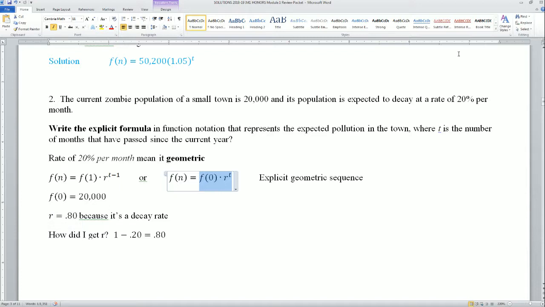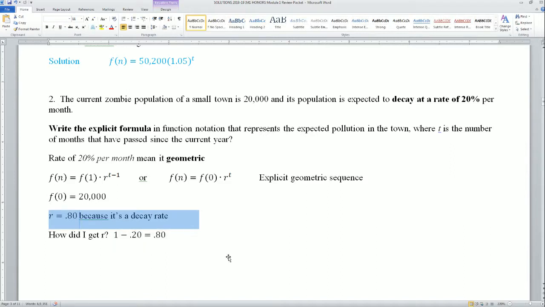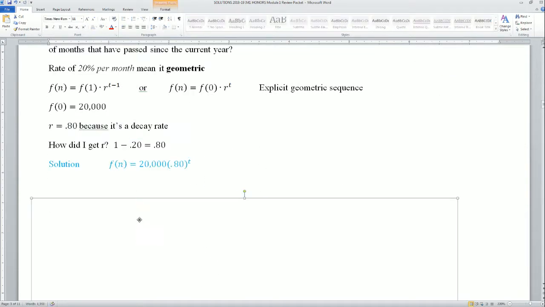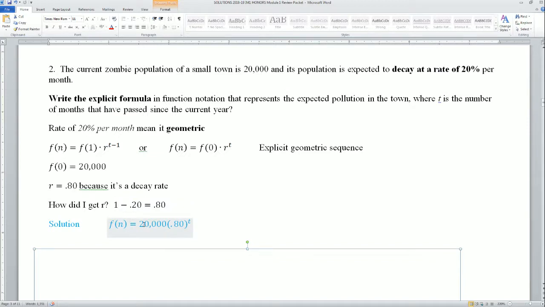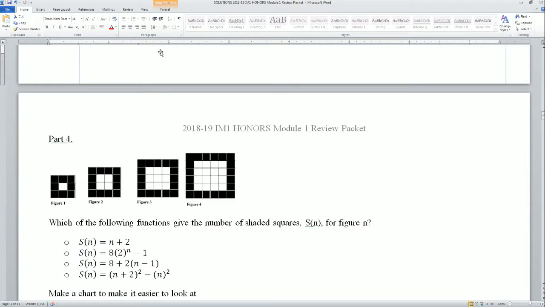We see that it is a decay rate. Please notice that it is a decay rate of 20%. Therefore, 1 minus 0.20, which is your 20%, gets me 0.80. That is our decay rate. r is equal to 0.80. Because it is a decay, it is 1 minus that. It is always less than 1. Good? So your solution is f of n is equal to 20,000 times 0.80 to the power t. Good? Alright, let's look at 4 now.